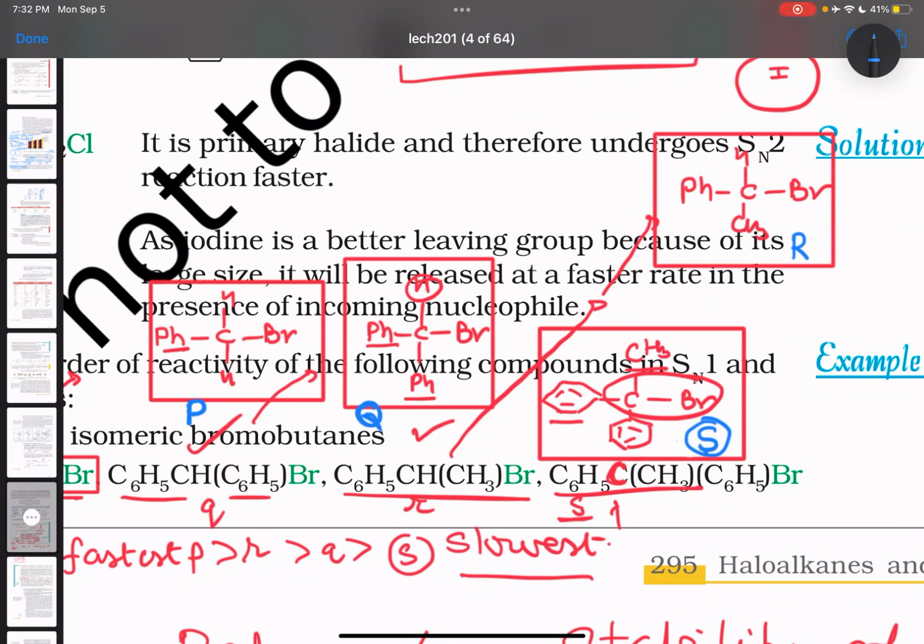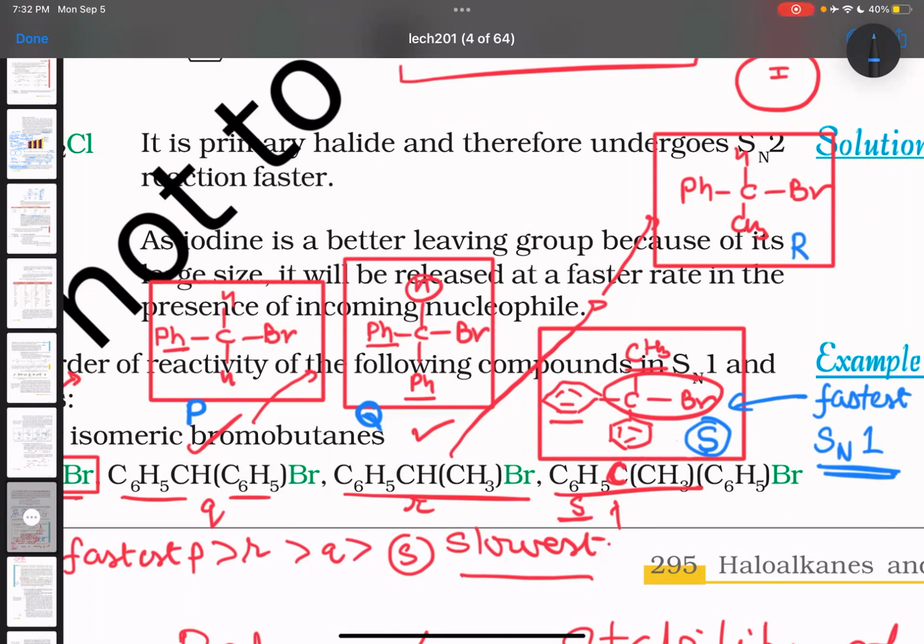Yeah guys, come on, tell me quickly. Where is the SN1 going to be the fastest? Tell me the fastest first. Yeah, Anushka? Sir, it will be S. Yeah, S, fastest SN1. Why? Sir, because it's more stable.